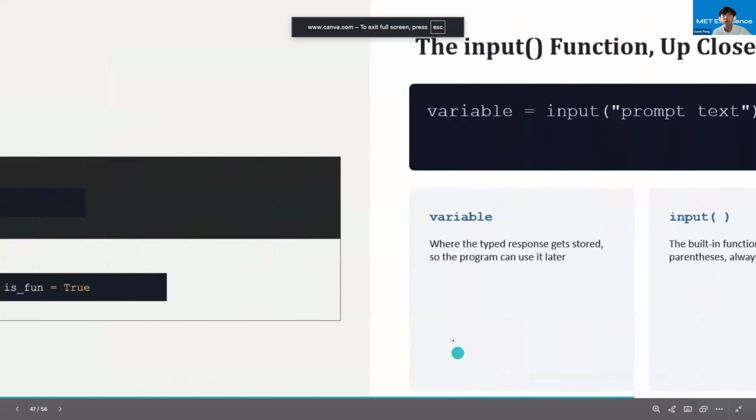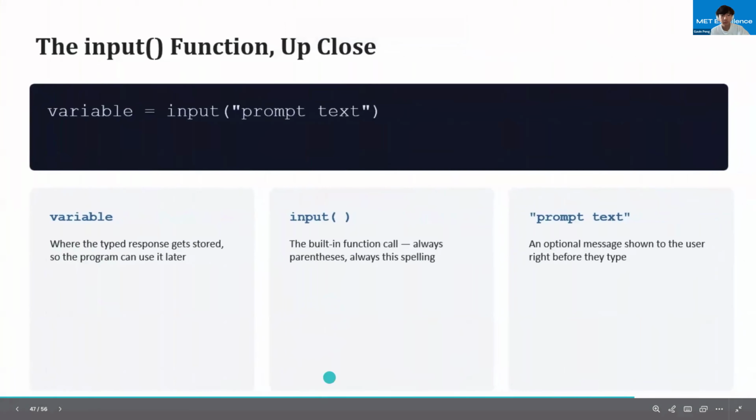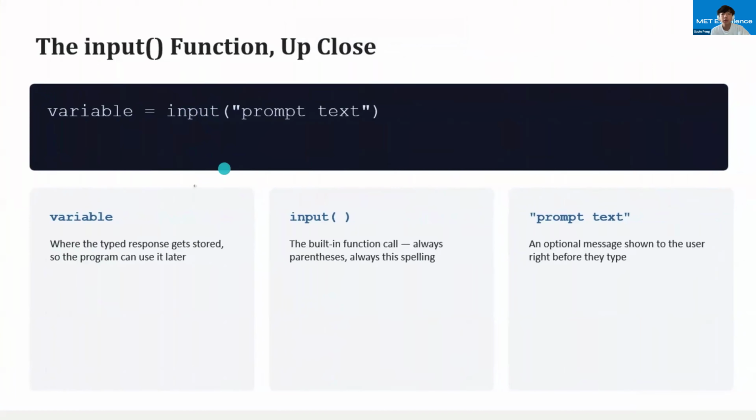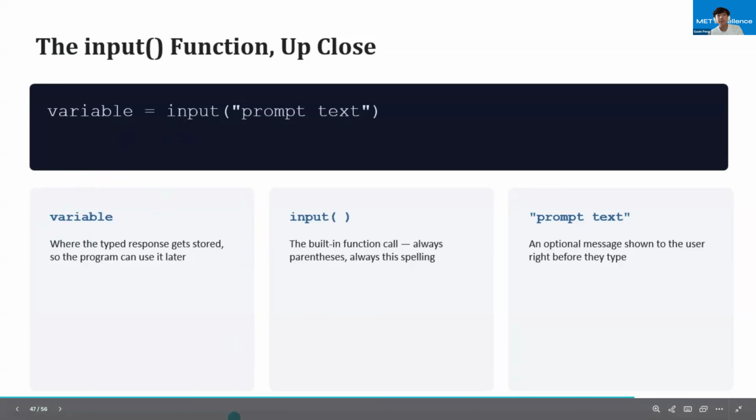Okay, whatever. Now we have the input function. So let's talk about how we actually get information from our user while our program is running. To do that, we use the input function. The pattern for using the input function will always be the same. We are going to set a variable to be equal to the input function with prompt text.